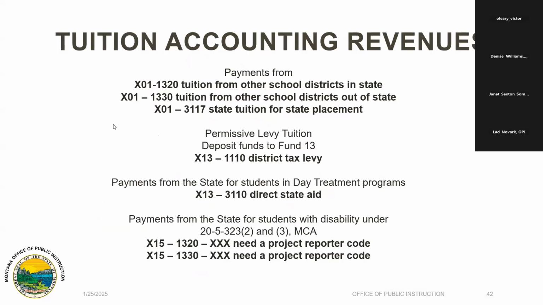And here is revenues again. These go into your 01 fund, and you've got tuition from other school districts in the state. You're going to use 1320. Out of state, you're going to use 1330. And state paid tuition goes to 3117.